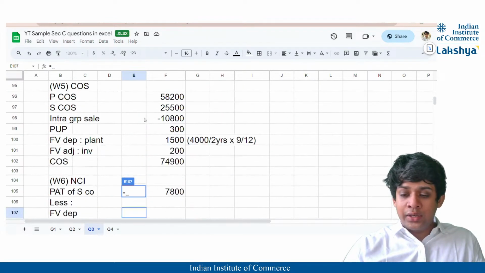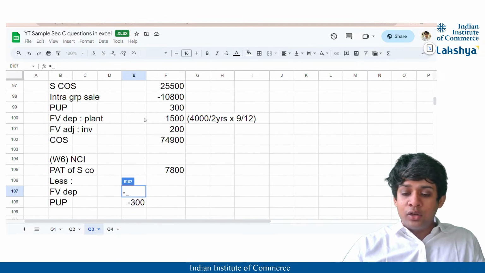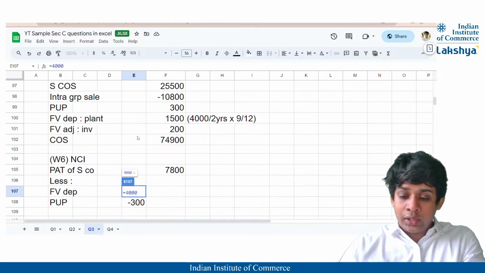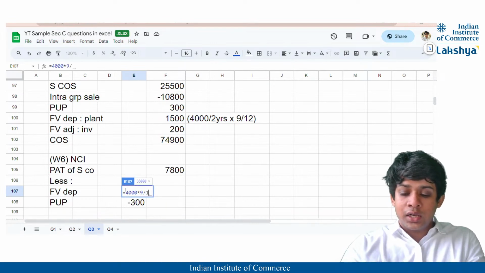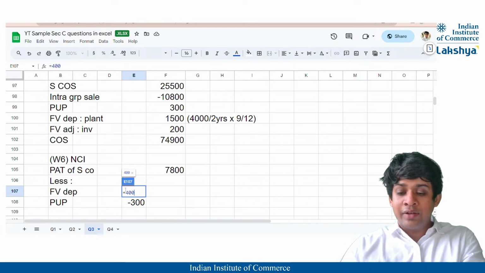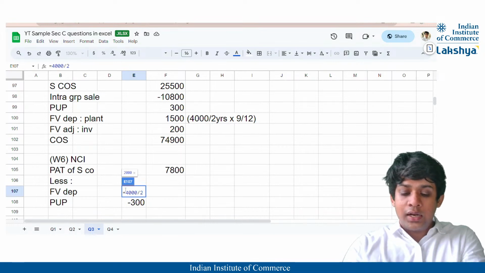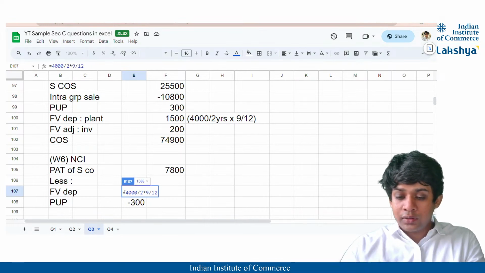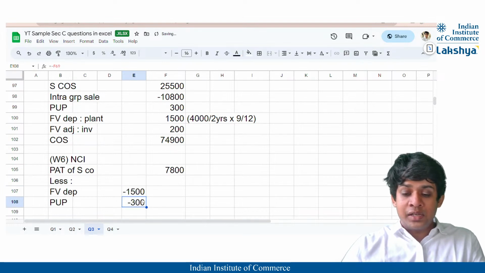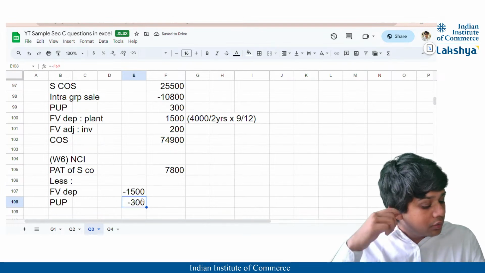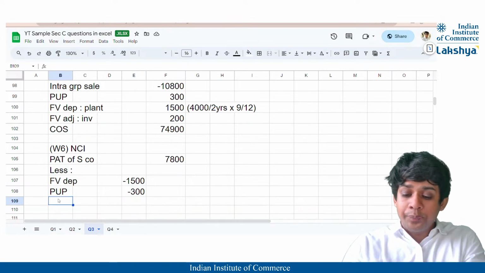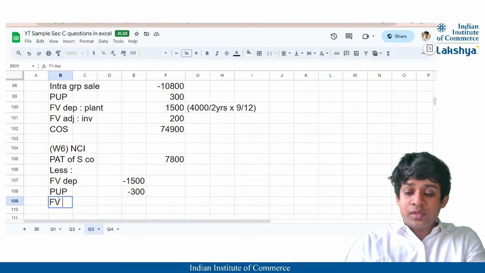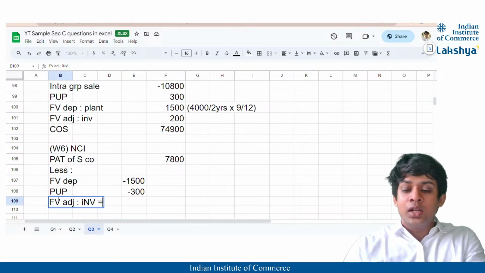Okay, anyway, I'll just recalculate it. So the value of the plant was 4,000, right? Into 9 divided by 12, divided by 2 years depreciation, right? Into 9 divided by 12, right? So you will get your fair value depreciation of 1,500, right, guys? So this is accumulated. Then also the fair value adjustment of the inventory, right?